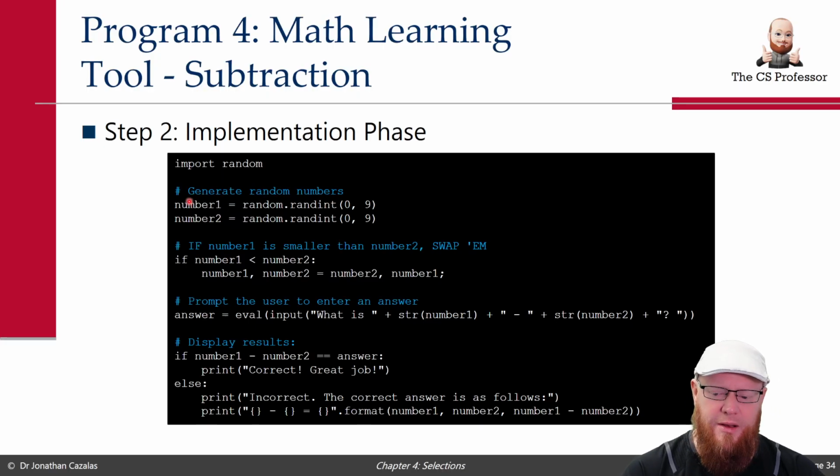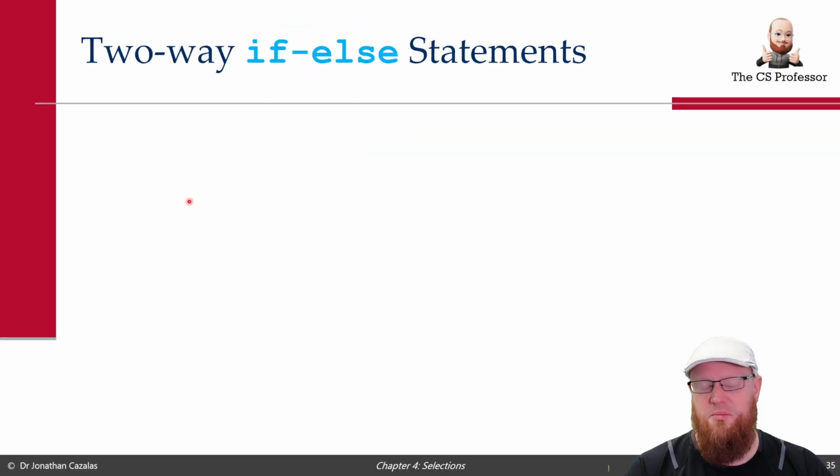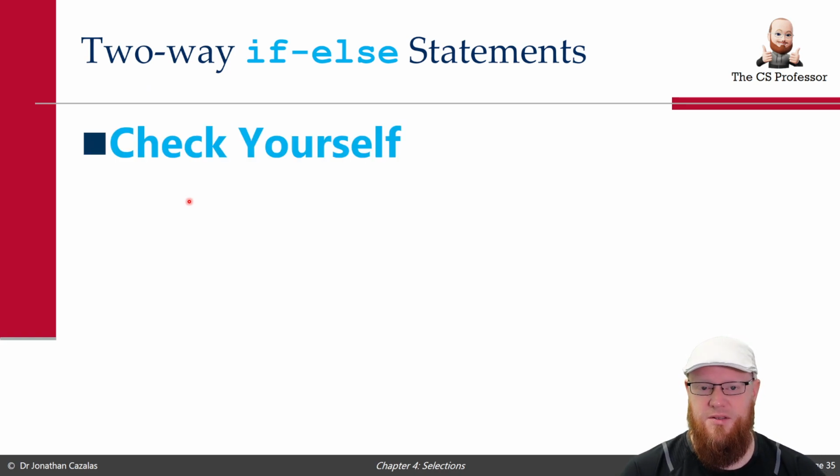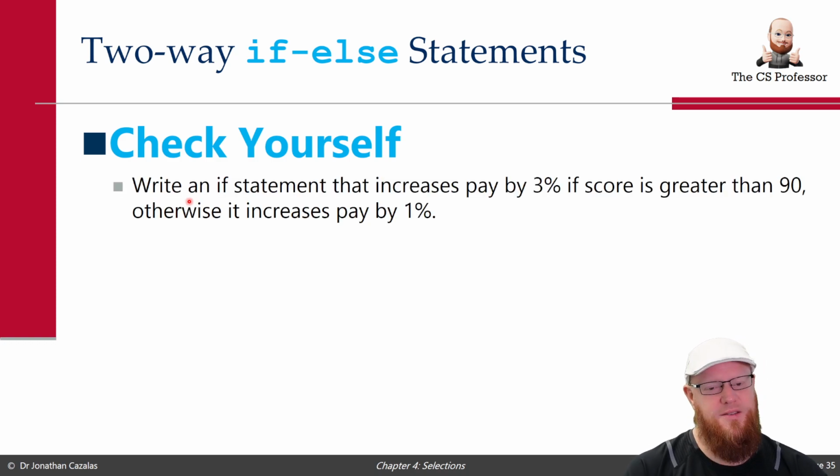So this was just a reminder of that as like a warm-up before we now get to the two-way if-else statements as some checkpoints, and we want to code up some things here and see if we can do this. Pause the video when you read this question, and before you see the answer that I'm going to show you, try to see if you can write this on your own. Write an if statement that increases pay by 3% if the score is greater than 90. Otherwise, we increase pay by 1%.